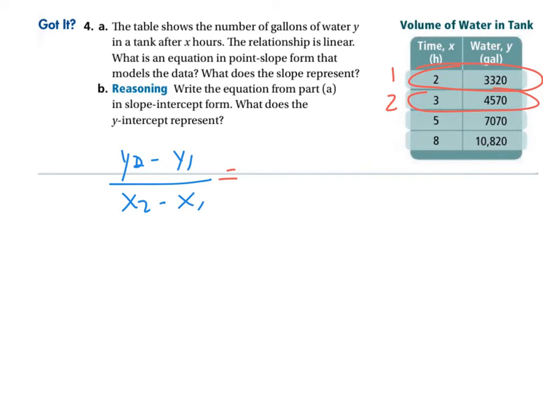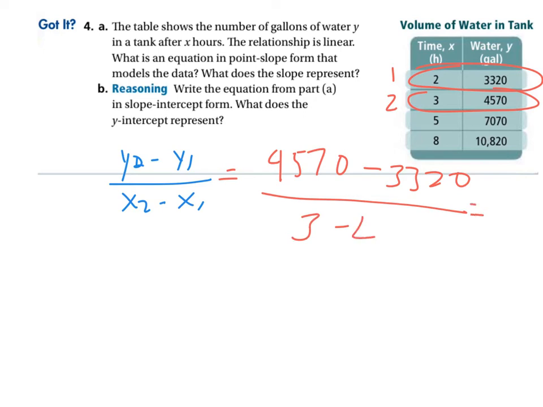We'll start with our y2, which is 4,570, minus 3,320. All that over 3 minus 2. I'll give you a second to do the math on that. So that gives us 1250 over 1 for the slope.